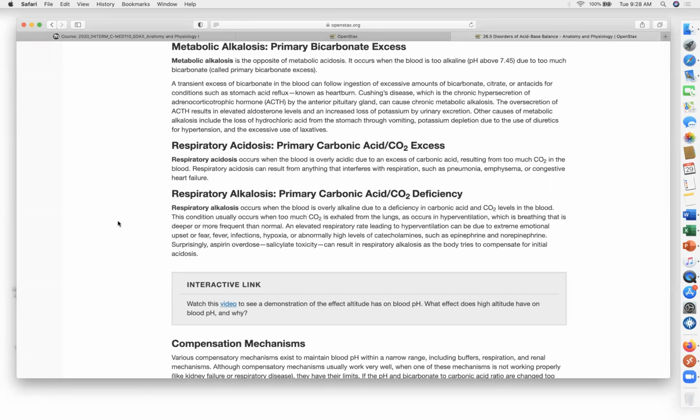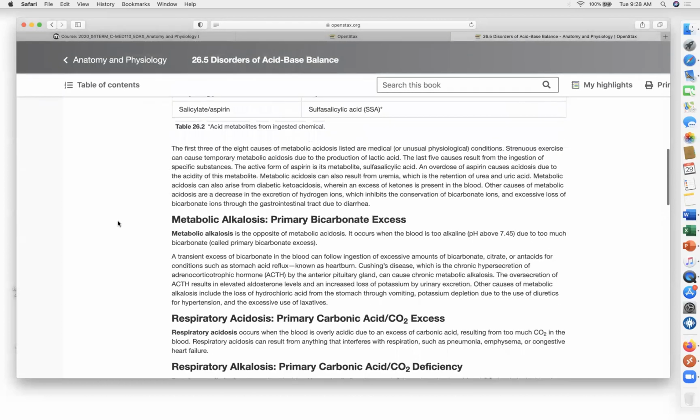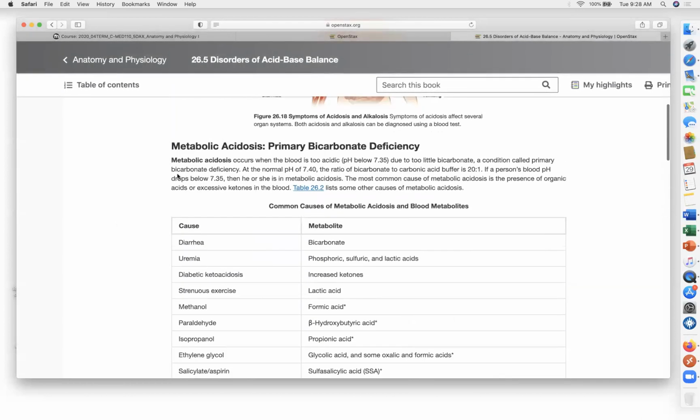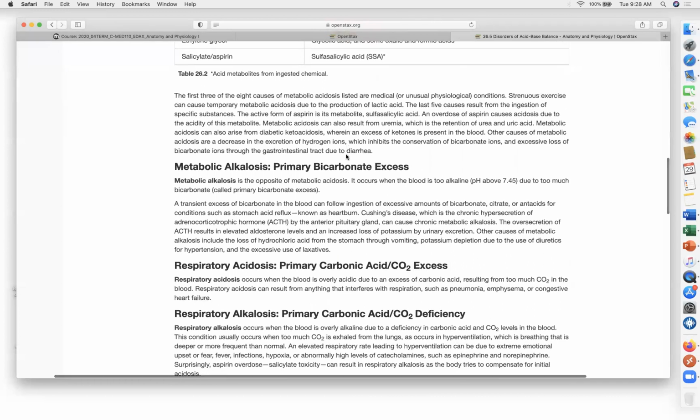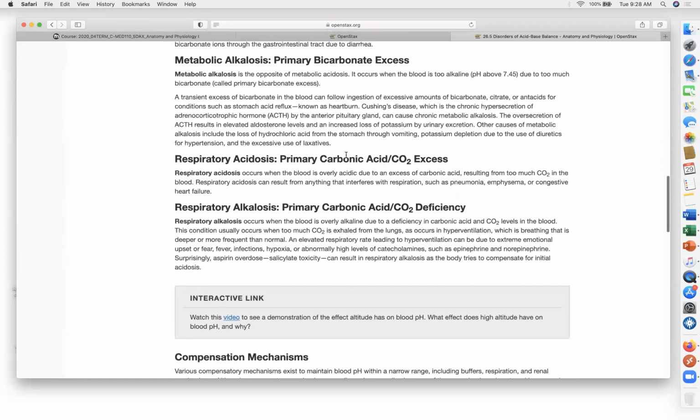So this is one way to look at your pathologies, okay, of what is missing. And in metabolic, think bicarbonate, or what is missing or what is increased. And in respiratory, I want you to think CO2. And CO2 linked to hydrogen ion is carbonic acid, okay?